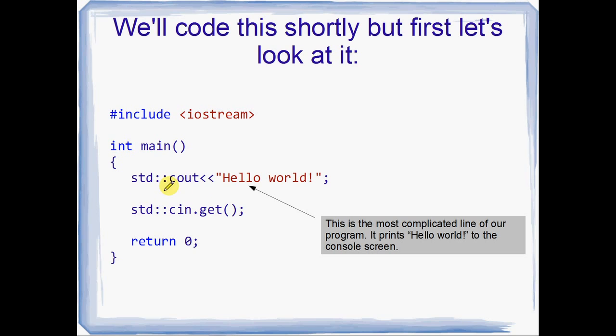Okay, so next we have the most complicated line of all in our program. std::cout << etc. This is the most complicated line, and this is the line that actually prints hello world to the console screen.